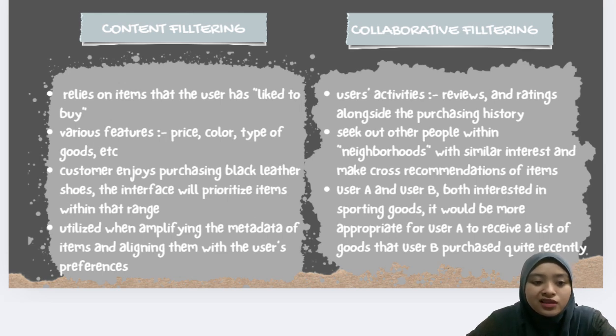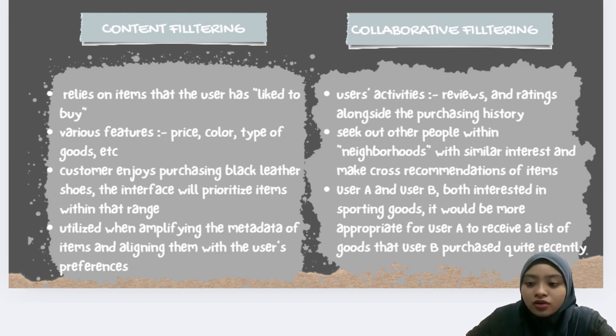Content filtering relies on items that the user has liked to buy. There are various features such as price, color, types of goods, and etc. For example, if a customer enjoys purchasing black leather shoes, then the interface will prioritize items within the range. The system utilizes the metadata of items and aligns them with the user preference.